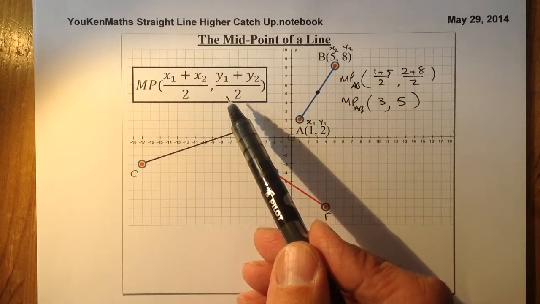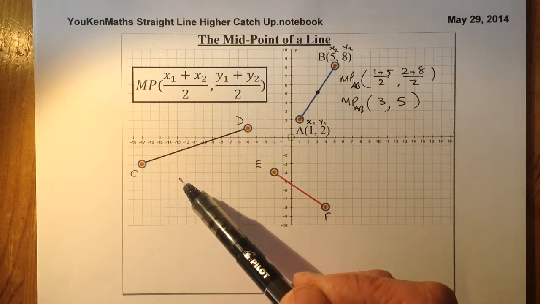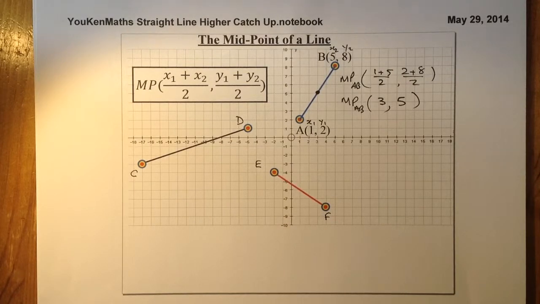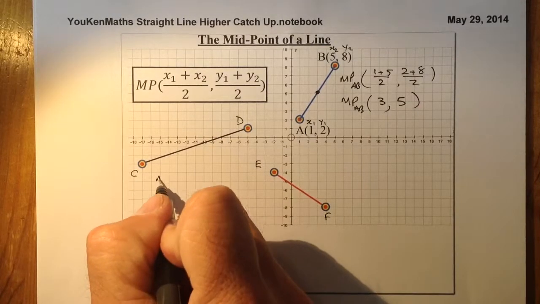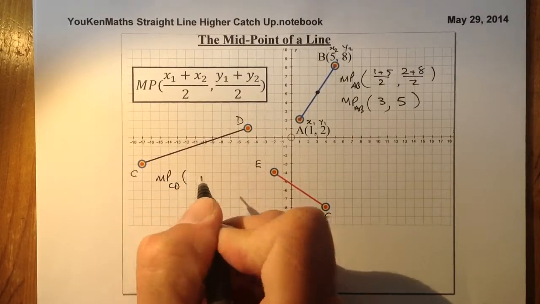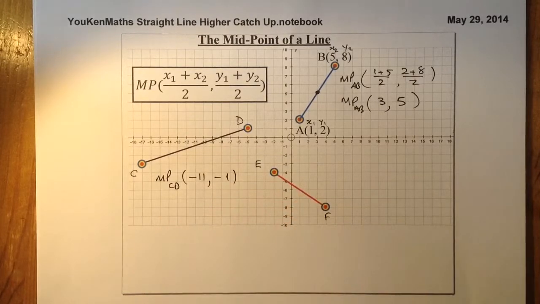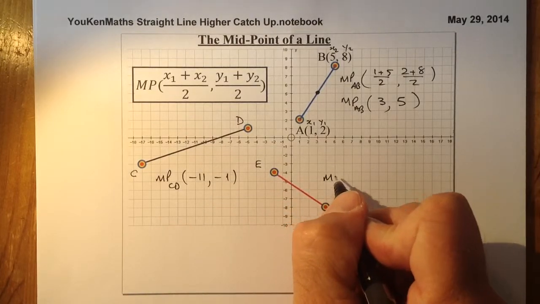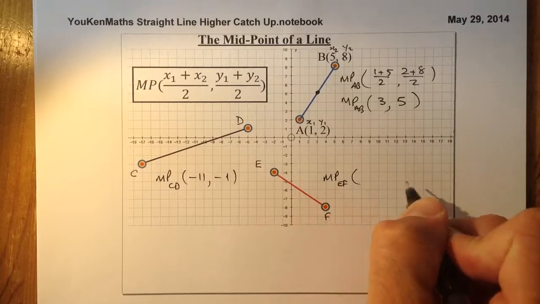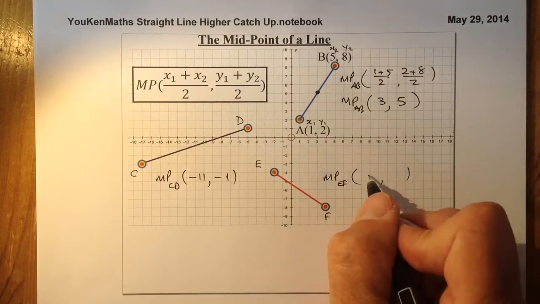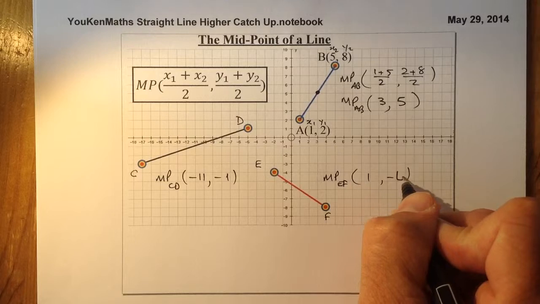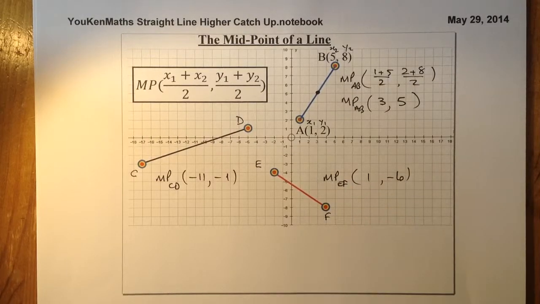Quite straightforward. If you can freeze the video just now, I'll give you the answers to the questions in a couple of seconds. Okay, so the midpoint of CD is going to be the coordinates (-11, -1). The coordinates of the midpoint of EF are going to be (1, -6). And that's the simple way that we're going to do it, just substituting into that formula.